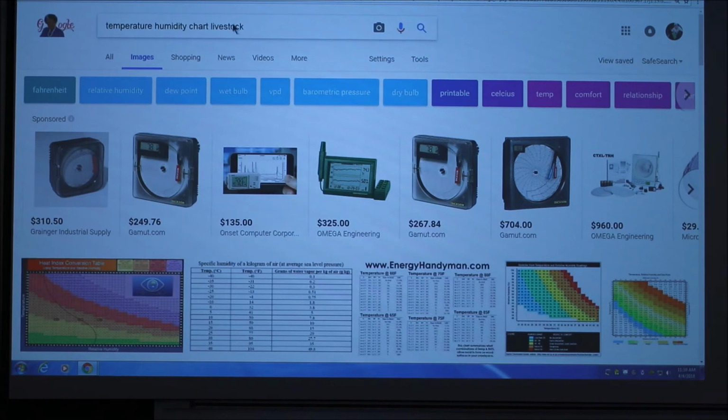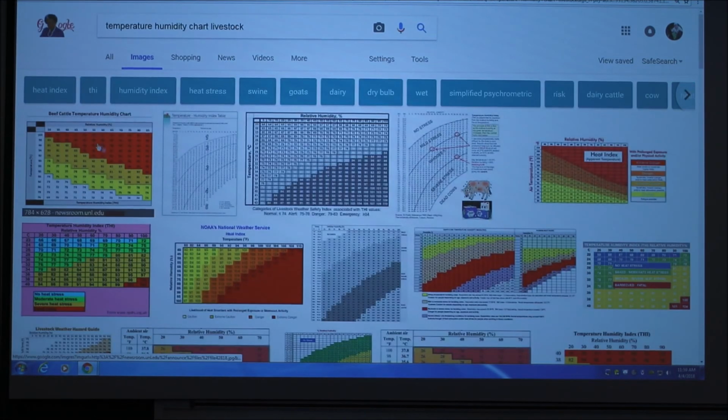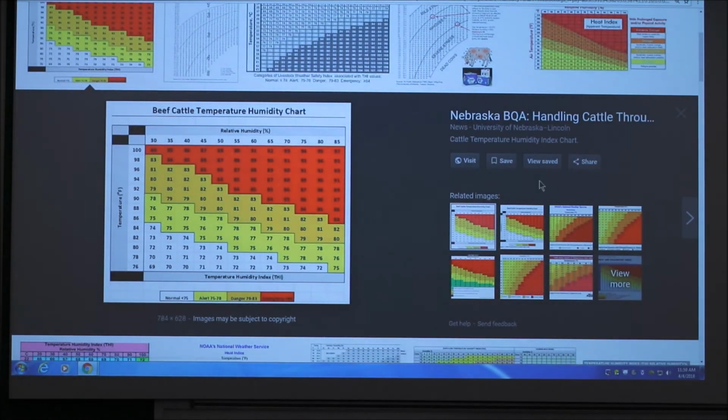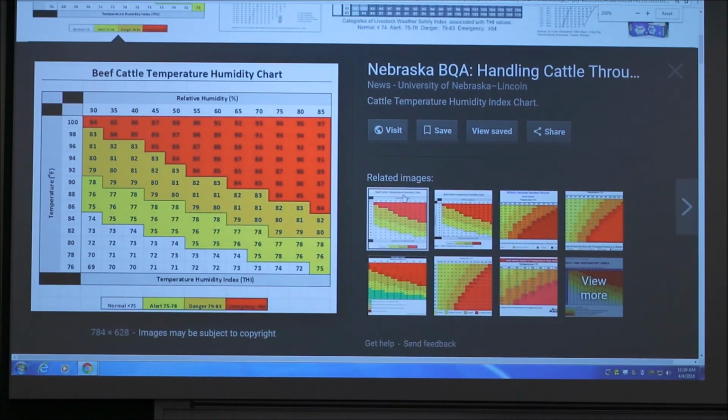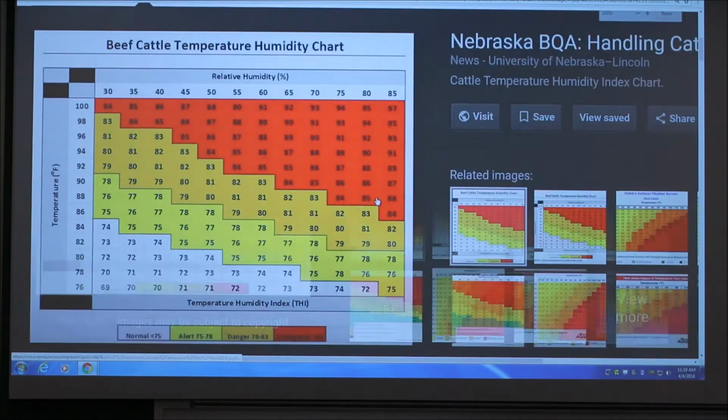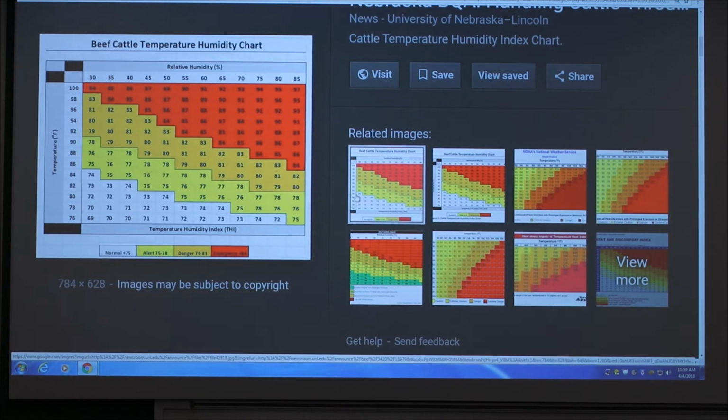Because if it's really hot out, they always say don't move your cattle. Beef cattle, temperature humidity chart. I'm just going to enlarge it here so I don't lose it. So if you're in the red zone, you don't want to move your cattle. And here's temperature in degrees F.